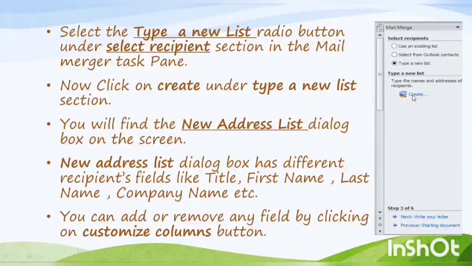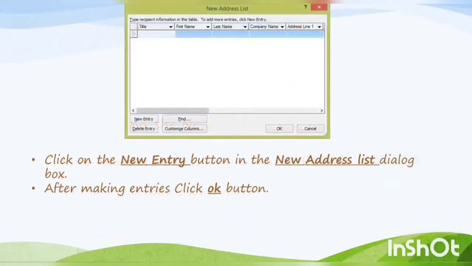When you click on create, a New Address List dialog box will appear, something like this. By default we have four to five fields already inserted. If these are the fields which you are going to use, then you can directly continue with this. If not, then you click on Customize Columns and delete the fields which you don't want, and then you make entries and click on OK.